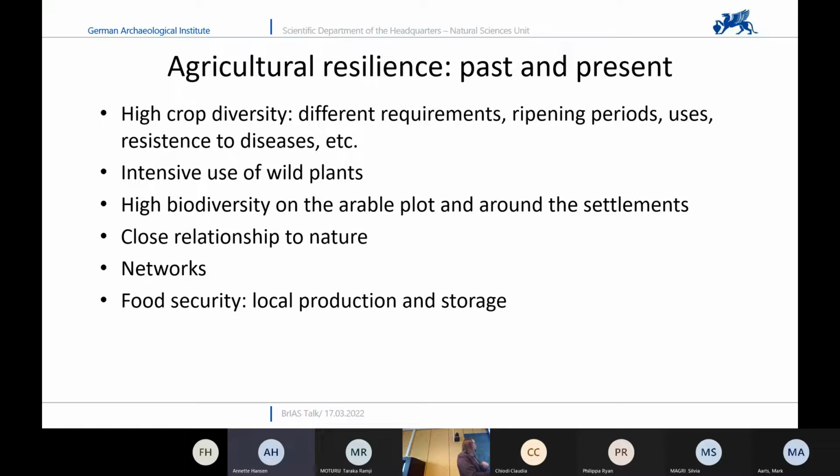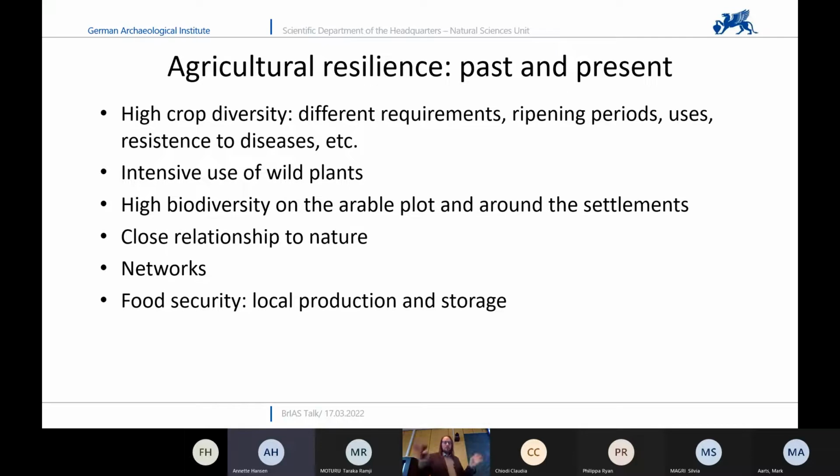In this system, we see this high crop diversity, which is nowadays becoming more important, but basically because it was economically interesting. So these different ripening periods and the uses and their different resistance to diseases were the basis of the system. The intensive use of wild plants was necessarily integrated in that economy, not because they were bad farmers, just because it made the economy more resilient.